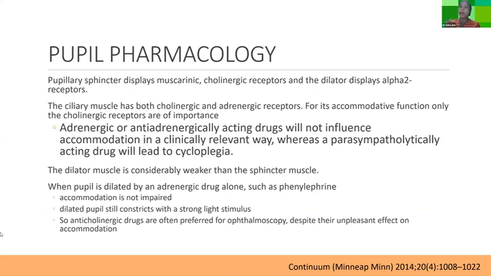So a dilator muscle, and the second thing is the dilator muscle is considerably weaker than the sphincter muscles. So when the pupil is dilated by an adrenergic drug, say phenylephrine, accommodation is not impaired. The dilated pupil still constricts with a strong light. That is why the anticholinergic drugs are often preferred for ophthalmoscopy, despite their unpleasant action on accommodation.